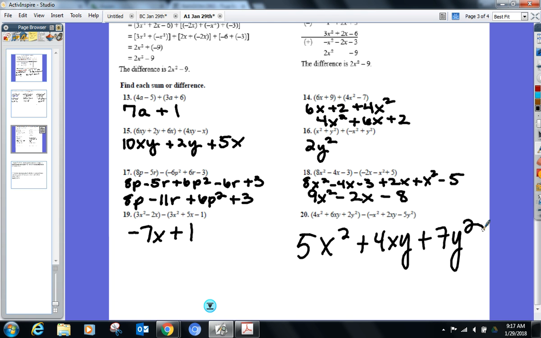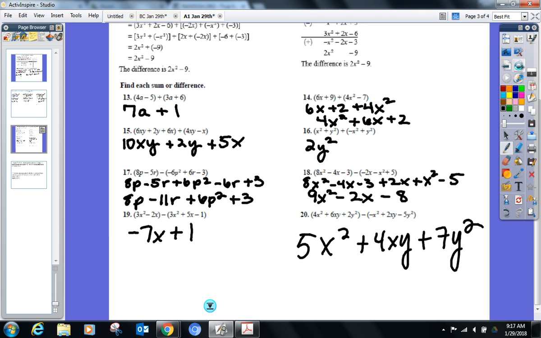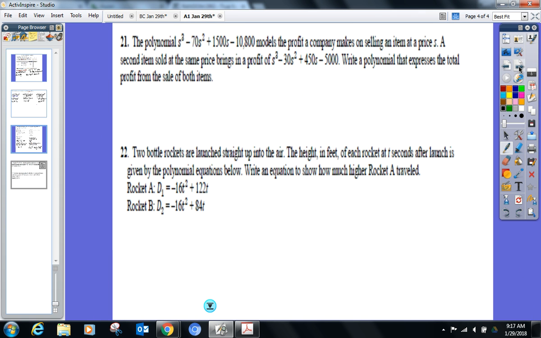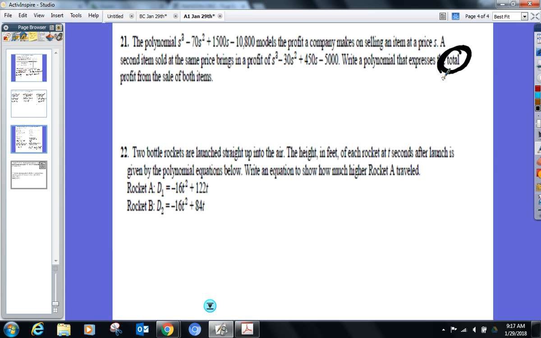All right, unfortunately, I know it's not some of our favorites, but yes, we can do word problems with these. Some word problems to look at, 21. They give us one polynomial, and they give us a second polynomial. One item is the first one. It looks like a second item sold at the same price. Write a polynomial that expresses the total.